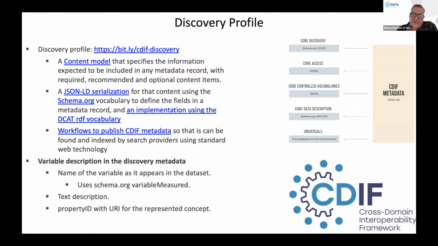In the discovery profile, we present a content model and make recommendations about particular fields for discovery. We recommend using schema.org with JSON-LD serialization, but we also have a mapping to DCAT, and we describe workflows for publishing. And I think Volmar has put his hand up, so he wants me to wind up now.